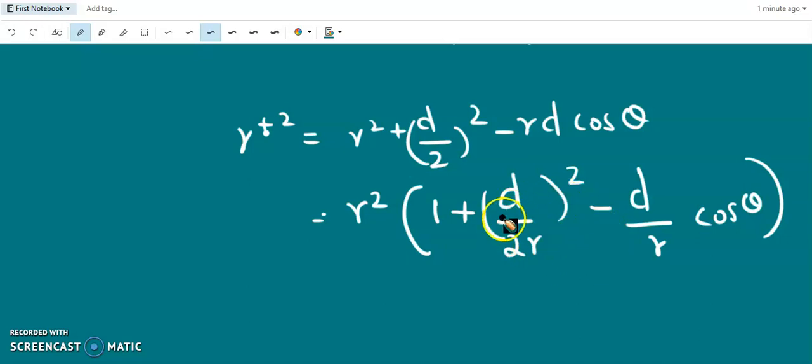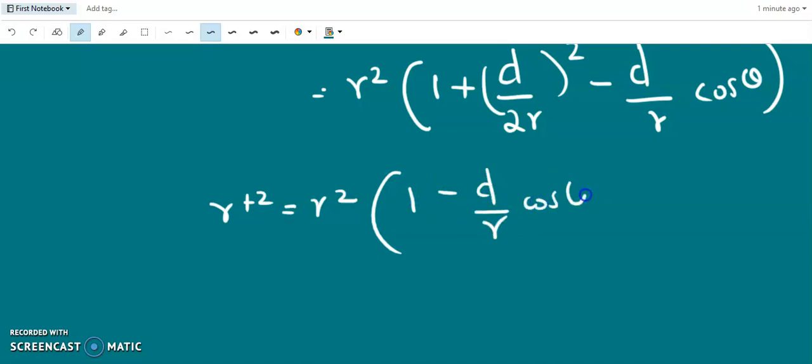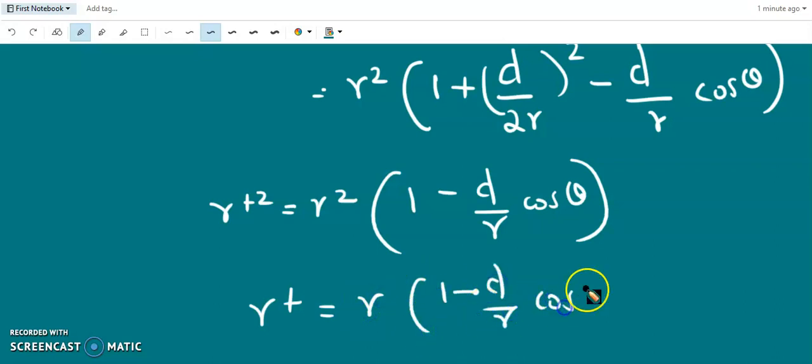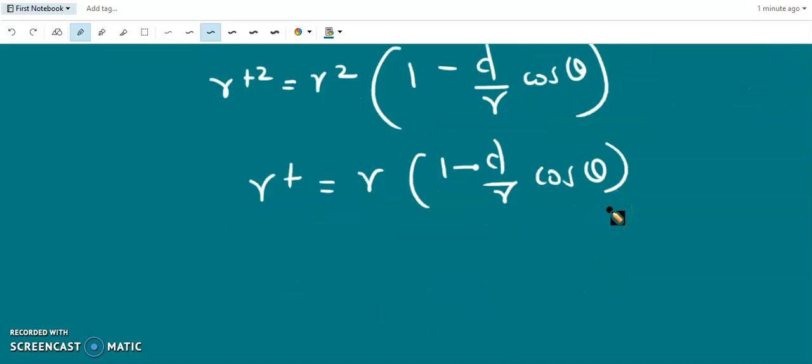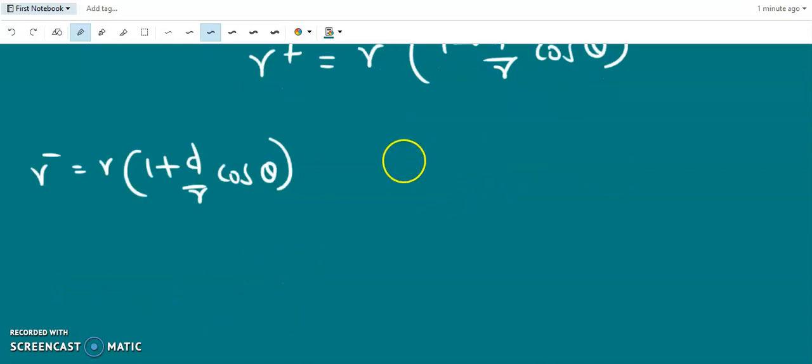So this is a very small fraction, and the square is very small, so we can neglect this, and therefore we can write r plus square is equal to r square multiplied by 1 minus d by r cos theta. Neglecting this, and therefore r plus is equal to, taking root, r into 1 minus d by r cos theta. Similarly, we can have an expression for r minus. R minus is equal to r into 1 plus d by r cos theta. Now we can substitute this in the expression for v plus and v minus.